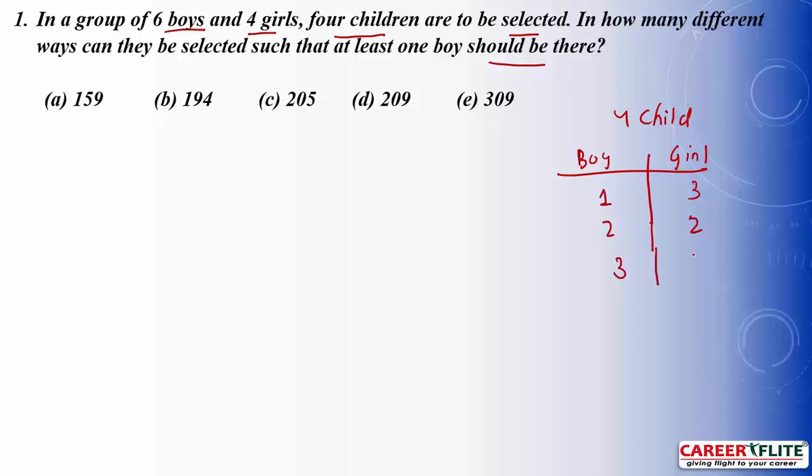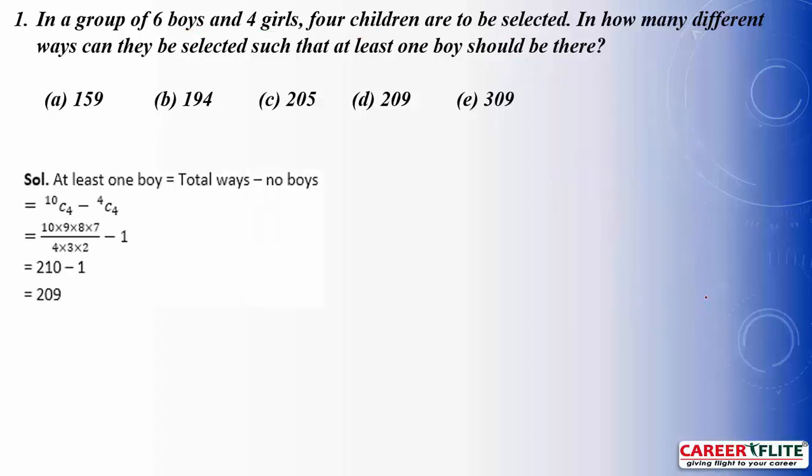So 3 boy, girl 1, and 4 boy, girl 0. So these are the probable cases. This thing can be done by either two methods. I will let you know what we can do. So let us proceed to the solution.